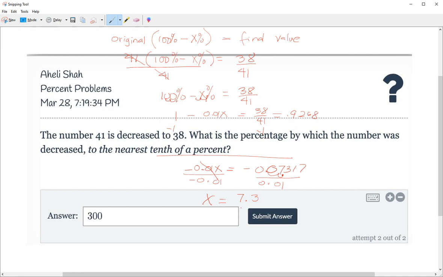So that's your answer, 7.3%. Okay. All right. So see if this makes sense to you. If not, then just send me another example.